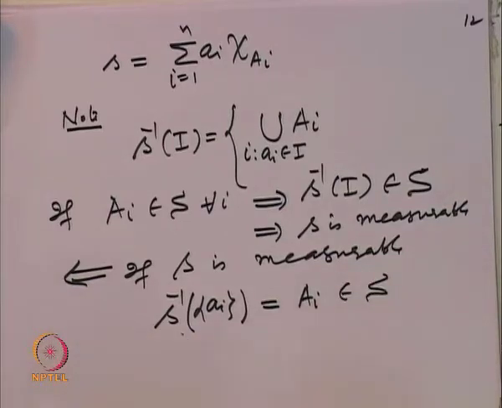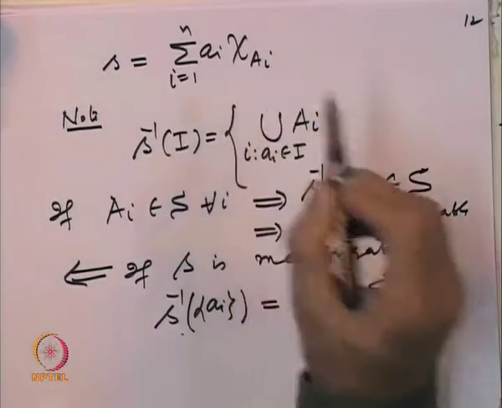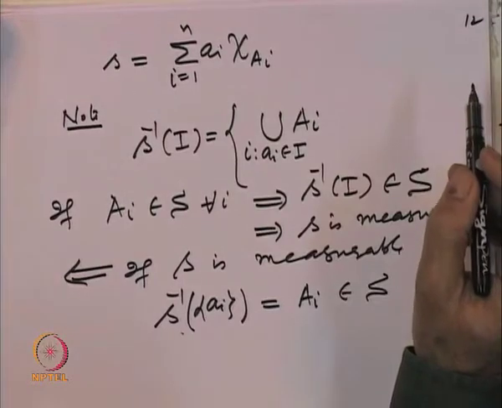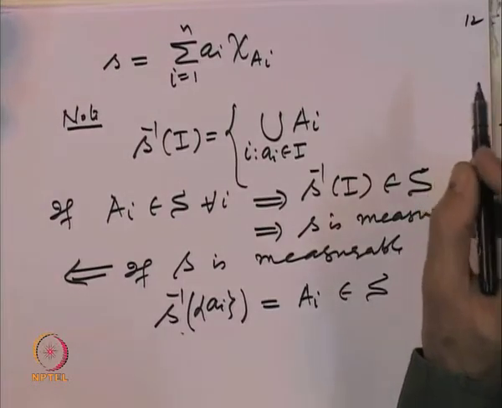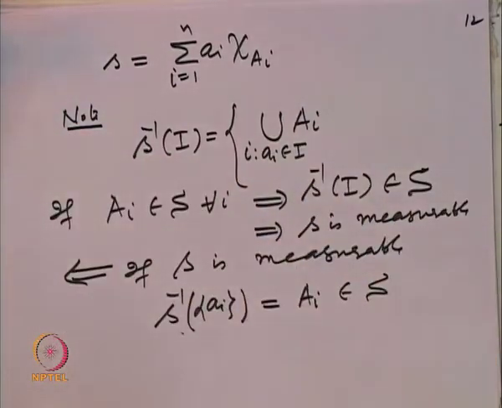And of course, here a slight care one has to take. We can assume that all the a_i's are distinct, okay? Because if they are not distinct, we can put together those A_i's into one box. So, that says that a simple function is measurable if and only if all the sets involved in the representation as a_i times chi of A_i are all measurable.